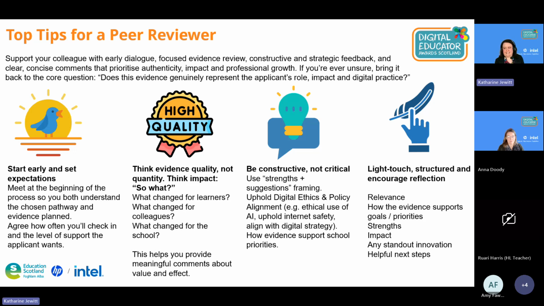So overall, it's light touch but structured and encourage reflection. So think about the relevance of the evidence. Think about how the evidence supports goals or priorities, both for the individual and for the school. Look at strengths and impact, and any standout innovation and perhaps helpful next steps. You might want to suggest those, or it might be that the applicant has suggested next steps as well.